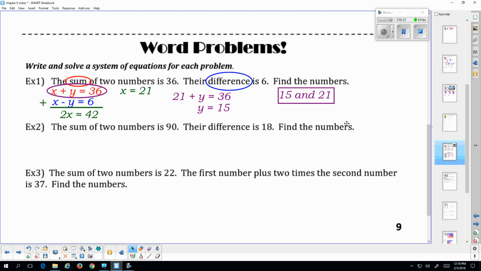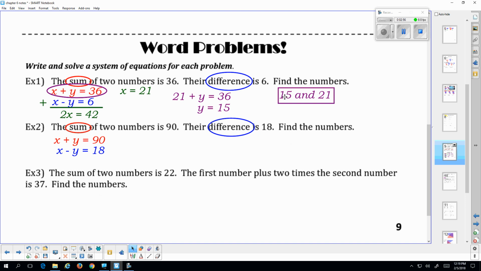So let's do that again. Example 2. Okay. We have the sum of two numbers is 90. So right here, this first sentence, we have the word sum of two numbers is 90. So I'm going to add the numbers, set them equal to 90. Their difference is 18. So what does difference mean? Difference means subtraction, so I'm going to subtract them and set it equal to 18. Find the numbers. So this looks just like this one up here, except for it's not equal to 36 and 6. It's equal to 90 and 18.